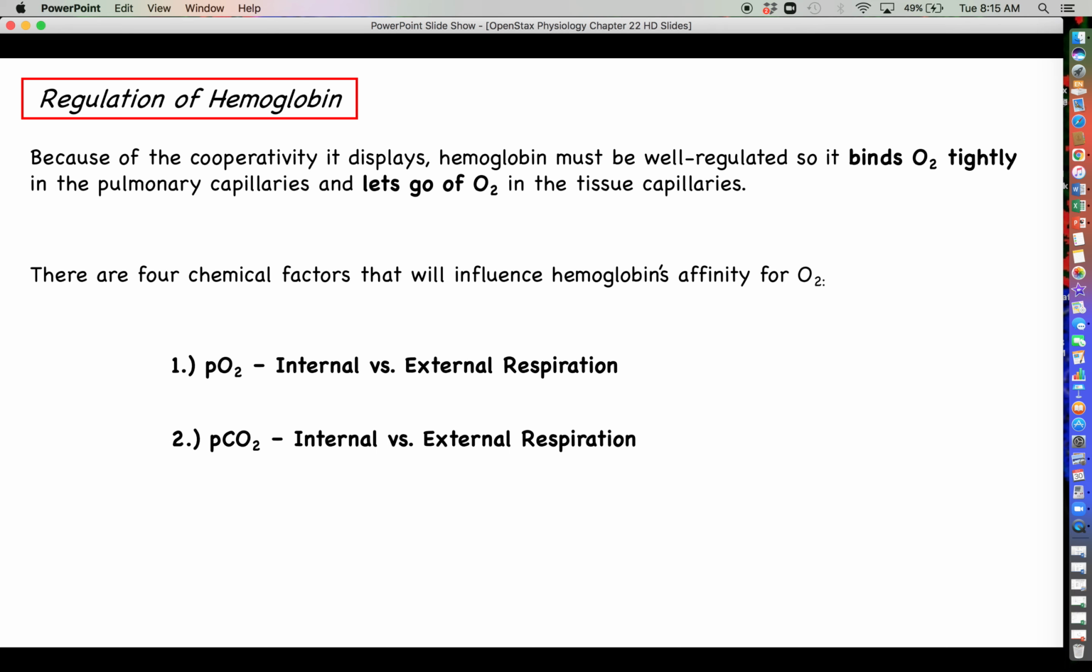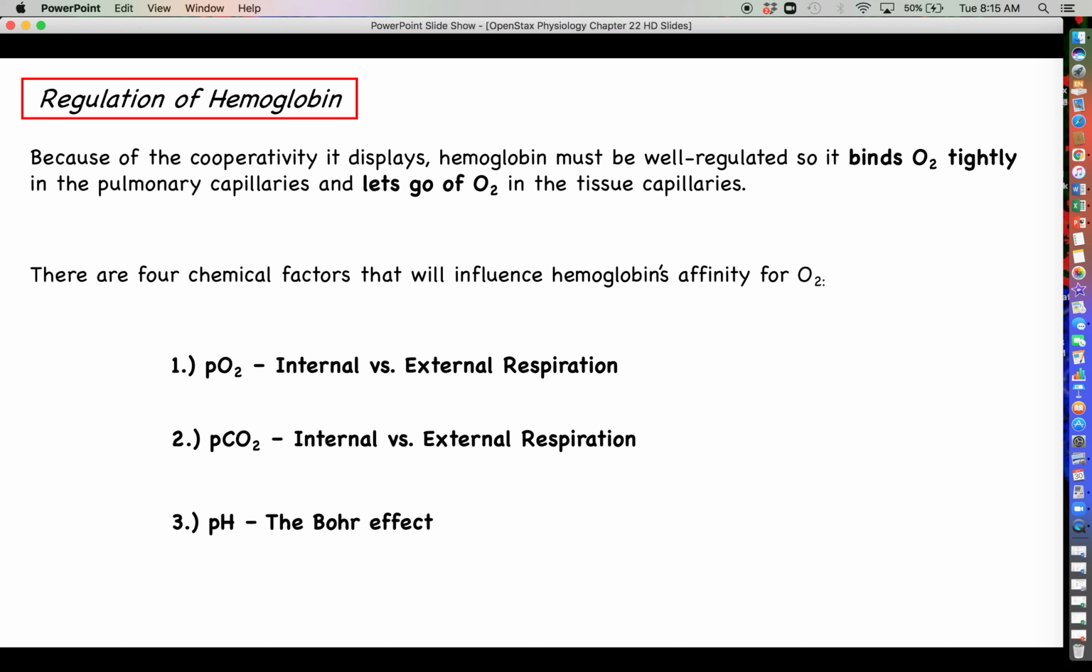The first 2 we can mention all at the same time, the PO2 and the PCO2. These 2 factors influence what we know as internal versus external respiration. And as we're going to see in the next few slides, we're basically just talking about the gas exchange process in the pulmonary capillaries for external respiration and the systemic capillaries for internal respiration. However, we need to take a look at how the oxygen and carbon dioxide levels influence how hemoglobin likes to hang on to oxygen in those cases.